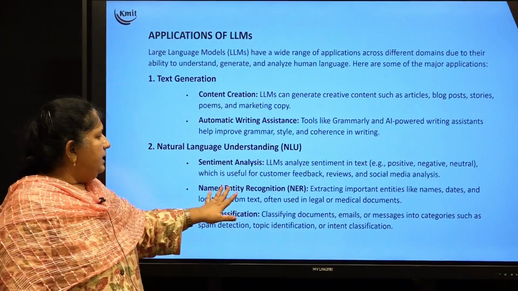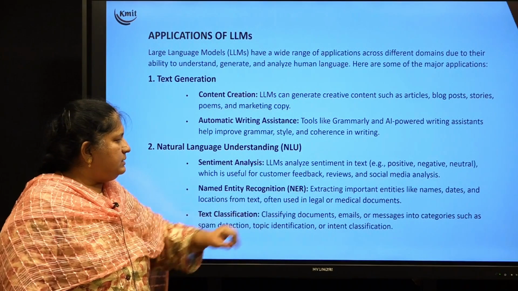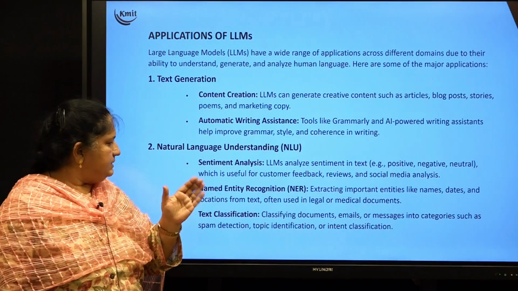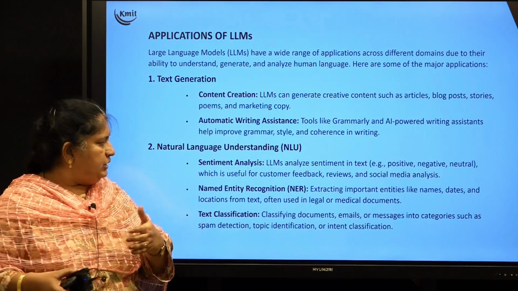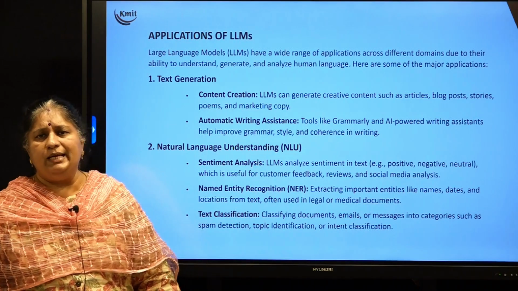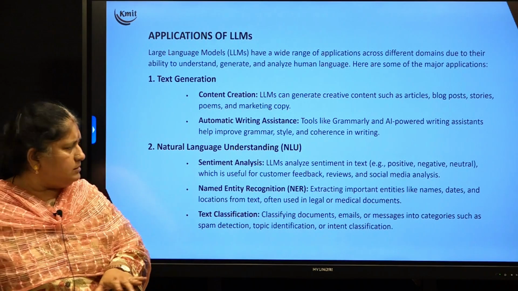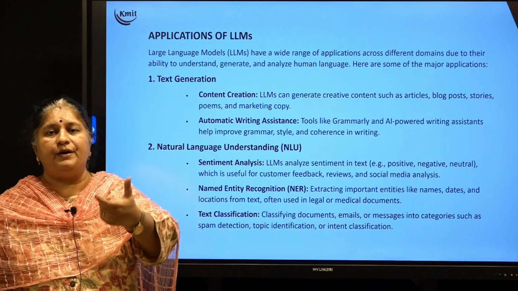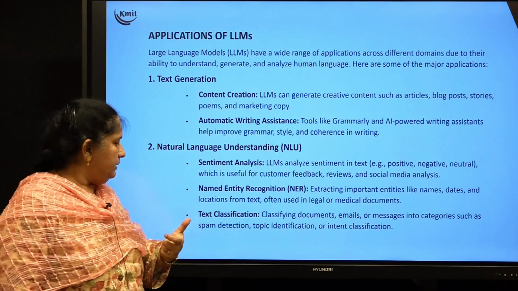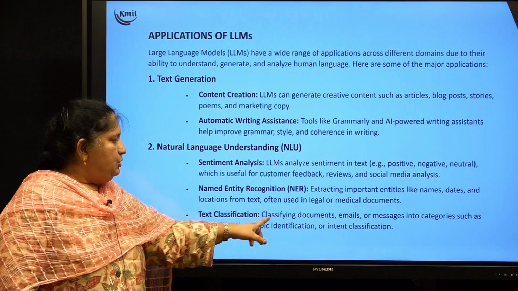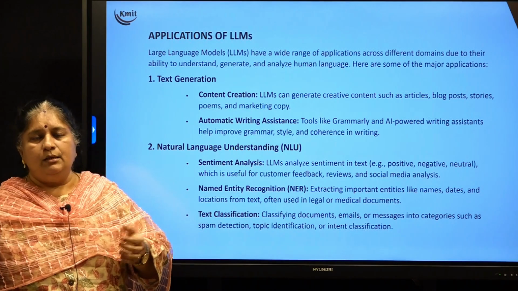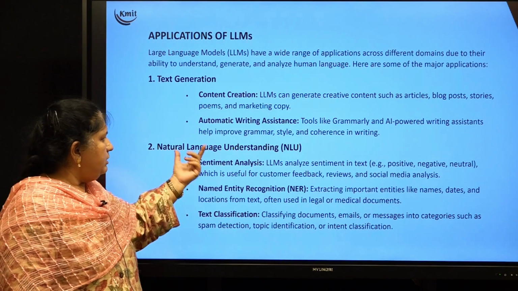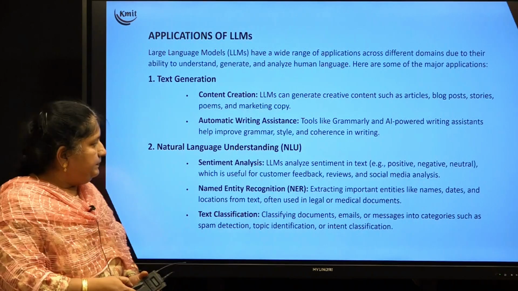Similarly, named entity recognition. What is the meaning of this one? Extracting important entities like names, dates, etc. from text information. Generally it happens with legal and medical documents. This is one of the areas where you are trying to recognize the name of the person, try to identify all the nouns, and it will try to extract. Text classification, you are trying to classify the documents, you are trying to classify the emails. These are all some of the examples for natural language understanding.